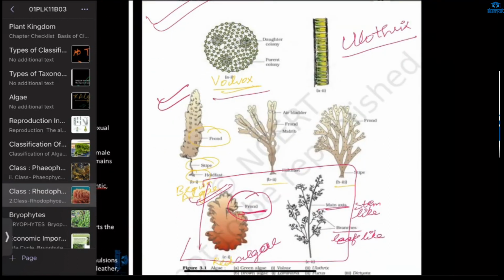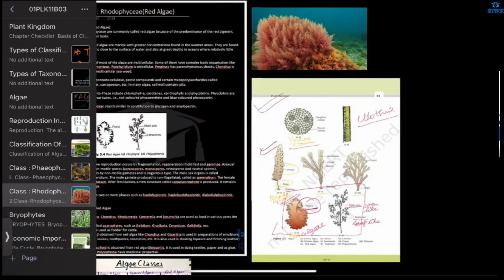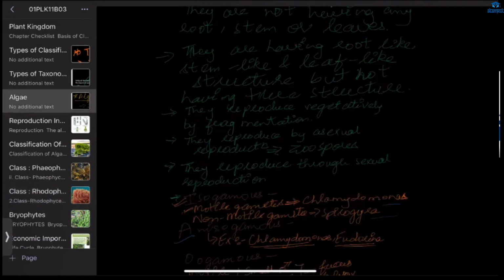Just try to remember every example and figure and labeling also. Okay? Have you understood everything about algae, its characteristics, and what are its forms? Sana, Faika, understood everything? Yes, ma'am. Okay, so we will quickly go through the text.